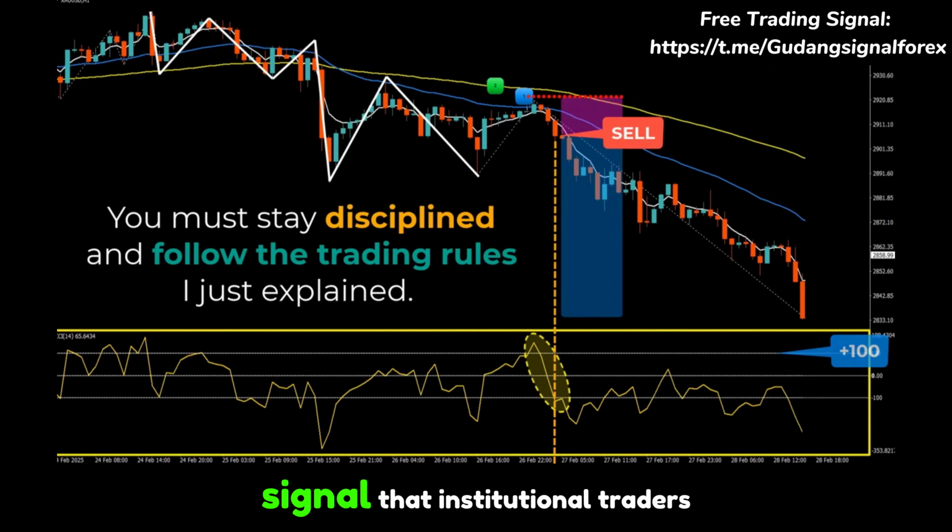This is the kind of signal that institutional traders love. Why? Because it keeps trading simple. They don't need to chase the market every second. But when a signal does appear, it delivers big, high-reward opportunities.